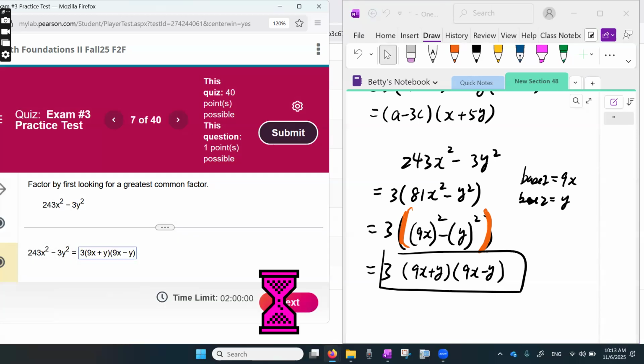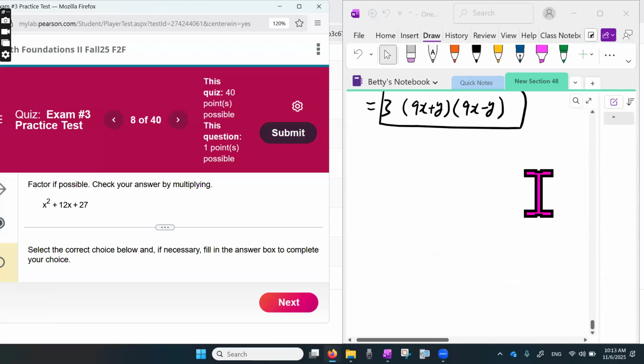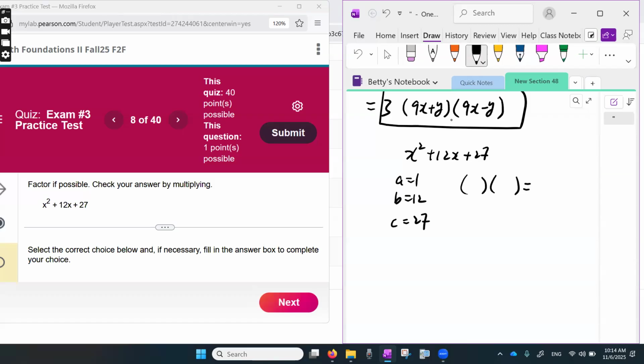Okay, next. Question number 8. Factor if possible. Check your answer by multiplying. Yeah, I see it already. This is a quadratic trinomial with a leading coefficient 1. Shortcut method applies, right? A is 1, B is 12, C is 27. So the shortcut method applies. We need to look for two integers that multiply to 27 and add up to 12. They should be both positive because they multiply to positive and add up to positive as well.